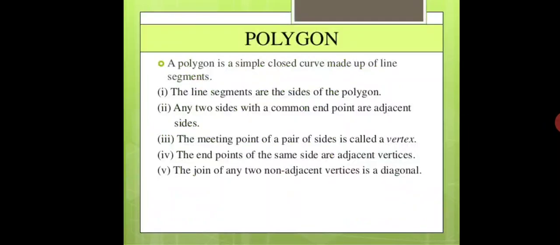A polygon is a simple closed curve made up of line segments. Means the line segments are the sides of the polygon. Any two sides with a common endpoint are adjacent sides. The meeting point of a pair of sides is called a vertex. The endpoints of the same side are adjacent vertices. The join of any two non-adjacent vertices is a diagonal.